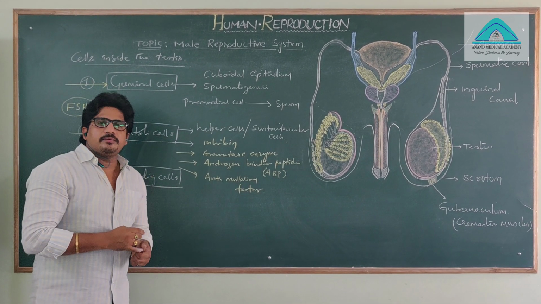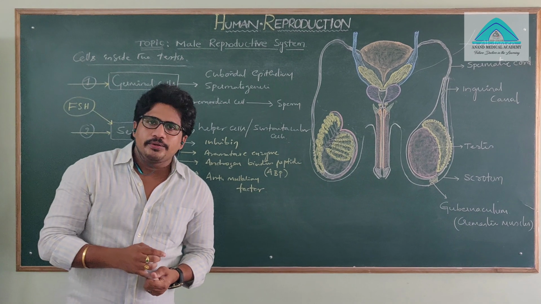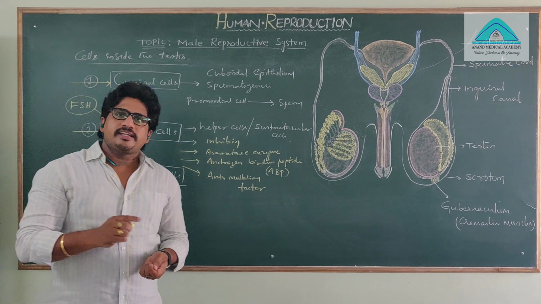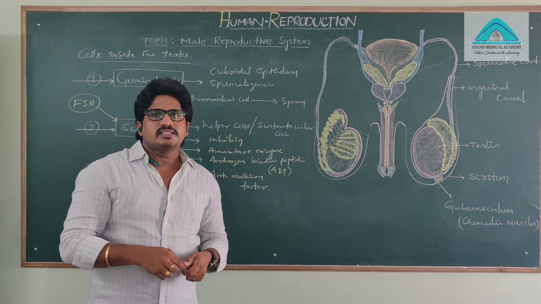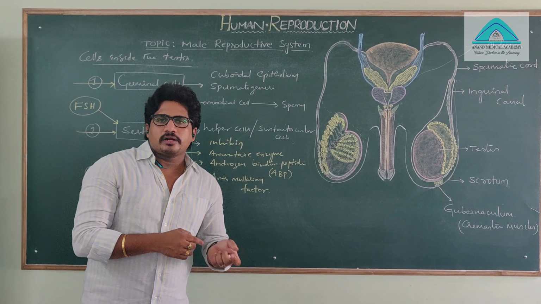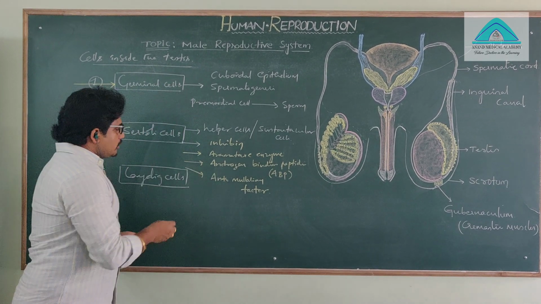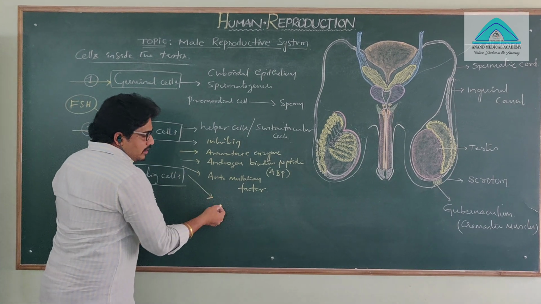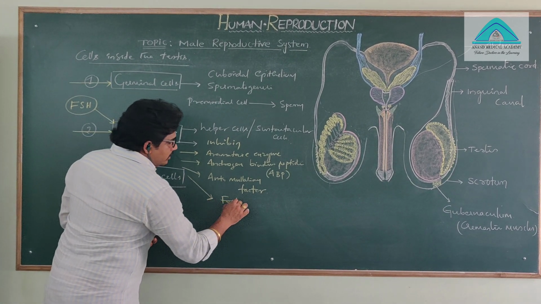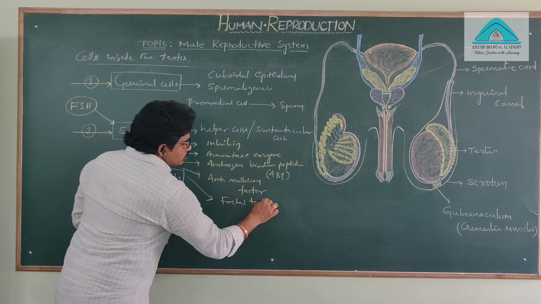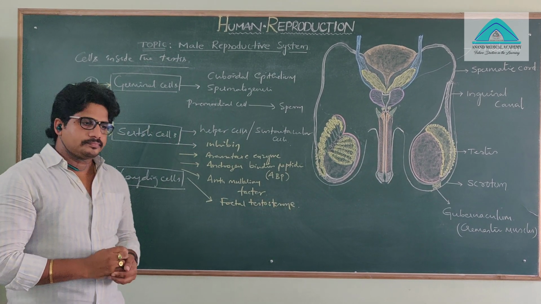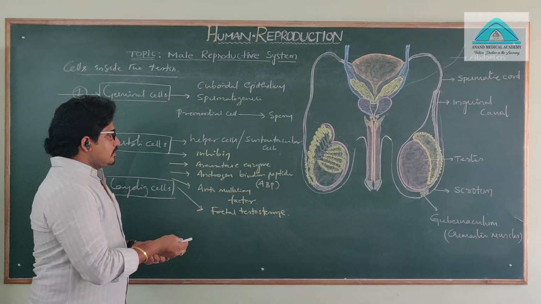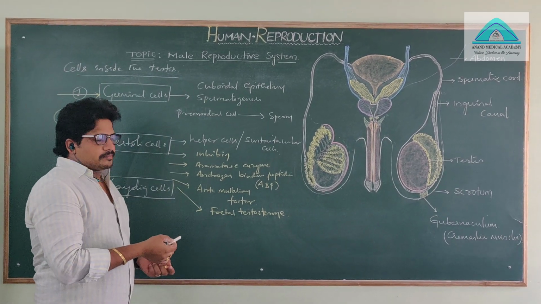Before, at the time of extra-abdominal testicles, I already told you, Sertoli cells release fetal testosterone that helps in the descent of the testicles into the scrotum during the 7th month, so that cryptorchidism can be easily avoided. So that also secretes a hormone called fetal testosterone. So let us see each and every one's function.